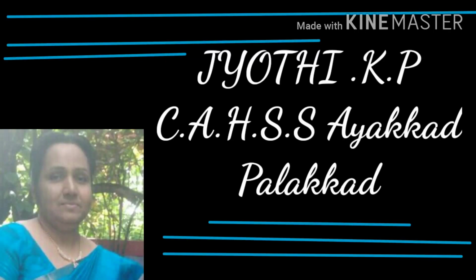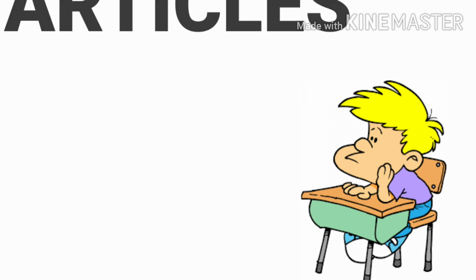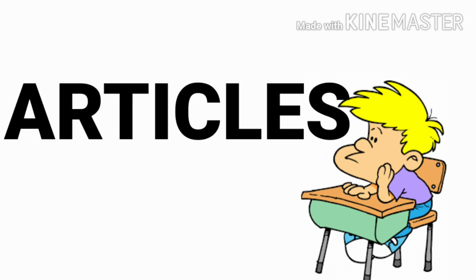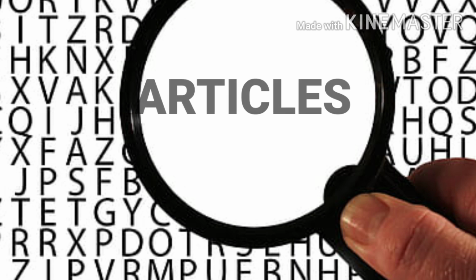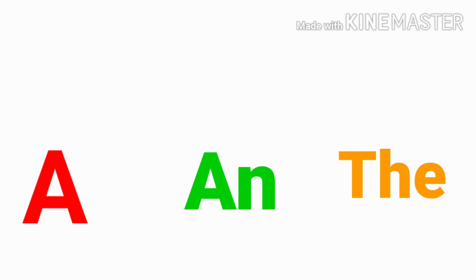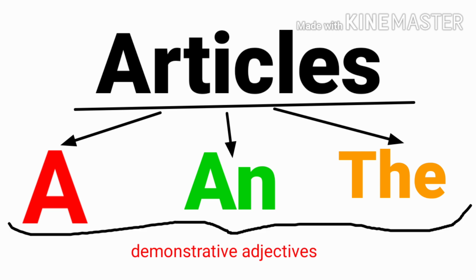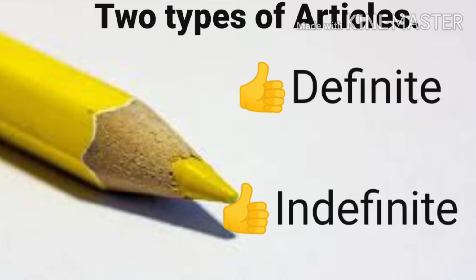Hello, students. You may have doubts regarding articles in English. So, today we can discuss the articles in English. The adjectives a or an and the are called articles. They are demonstrative adjectives because they point out the noun.